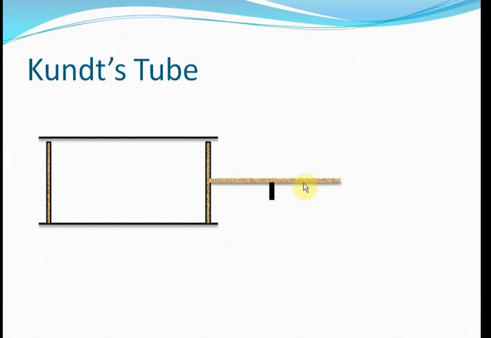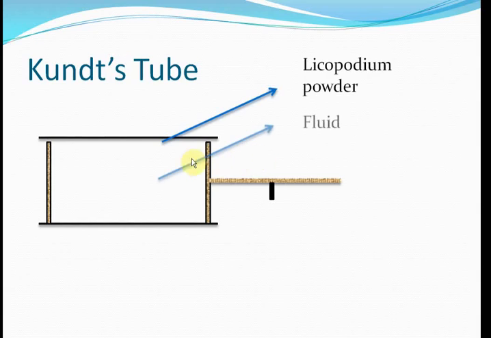This rod contains the material whose speed has to be ascertained, the solid material. This box contains the fluid whose speed has to be ascertained. So the Kundt's tube will give us the ratio of the speed of sound in this solid and this fluid. This box is also lined with a special kind of powder called lycopodium powder. This is the fluid, as I just told you. This is the solid. And this is the clamp, the fixed clamp.